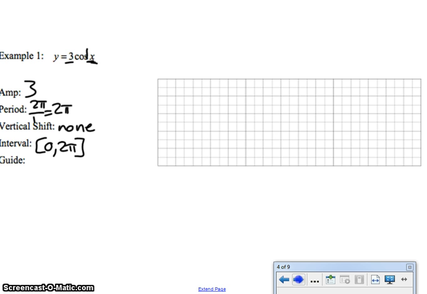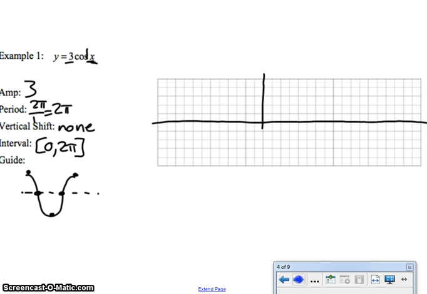All right, and my guide is also going to stay the same. So my guide for cosine, if this is my x-axis, start at the max, end at the max, min in the middle. Okay, so let's get our axes drawn. I'm going to make every 4 pi. All right, now this time I'm going to have to count by ones because my amplitude is 3.